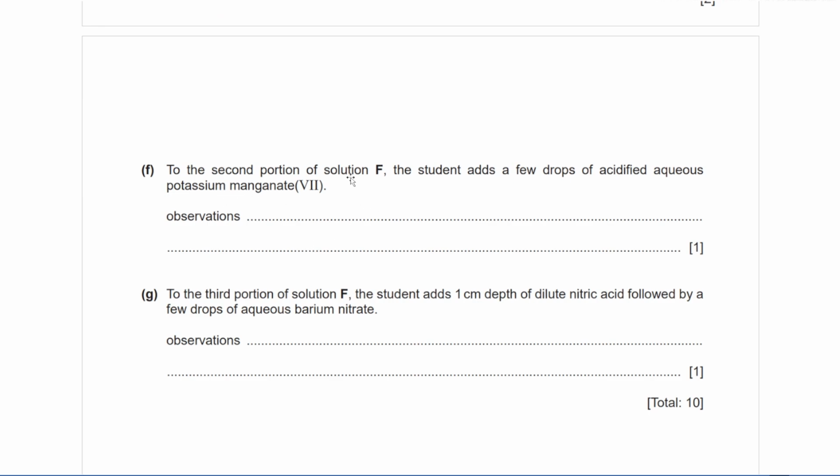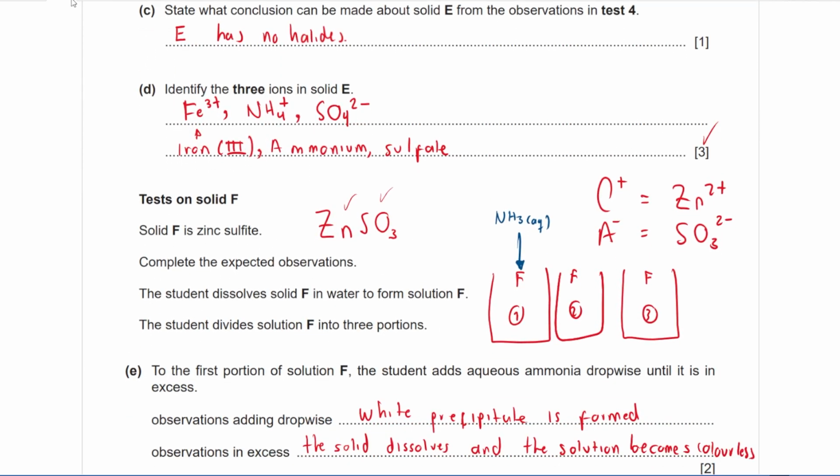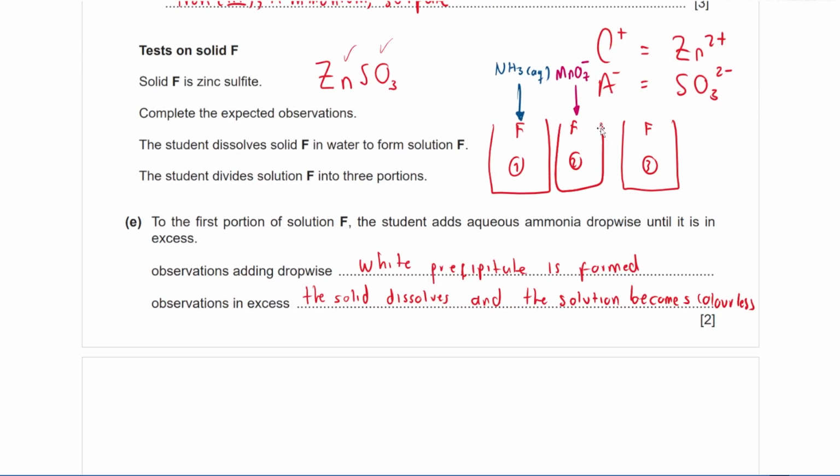And it says to the second portion of solution F, the student adds a few drops of acidified aqueous potassium manganate. Okay, so we have already tested the cation, so let's try to test my anion. If we add a small volume of acidified aqueous potassium manganate, the result is that it changes color from purple to colorless. In the very beginning, when we are adding this potassium manganate, it is going to be purple. But when we add and mix that, the manganate ion is going to be reduced to Mn2 plus, and Mn2 plus is colorless. That's why it becomes colorless.